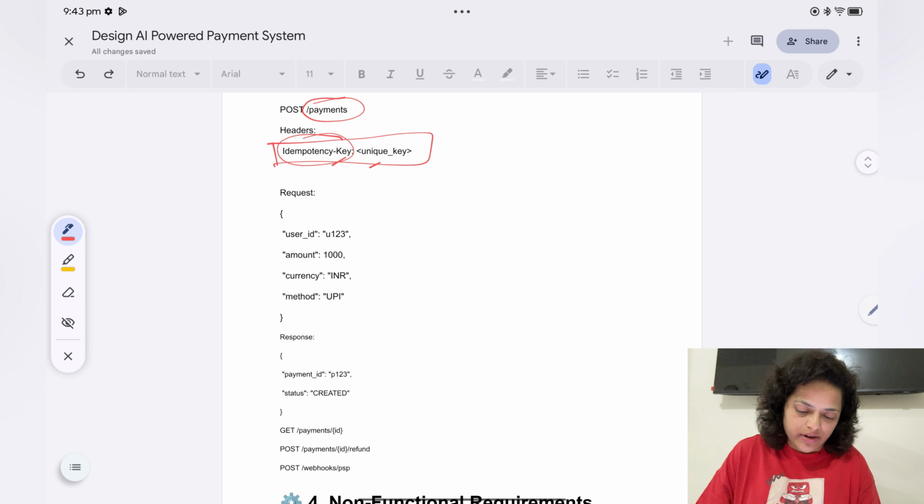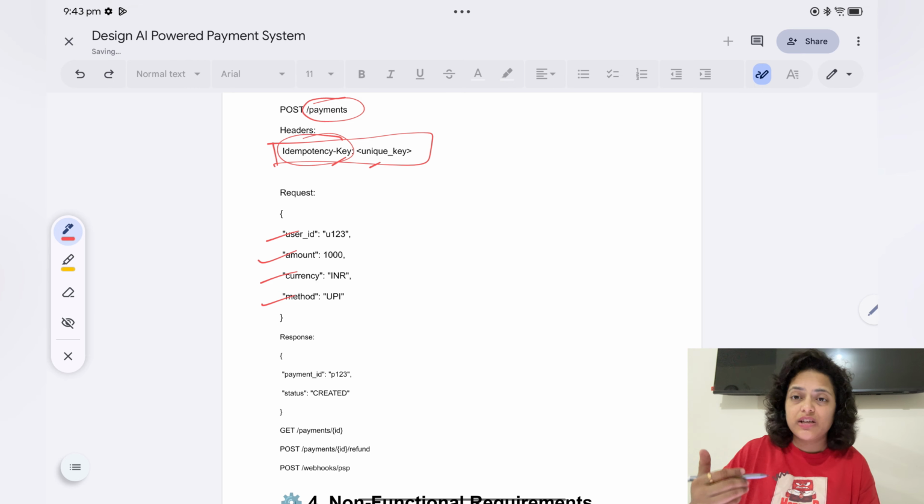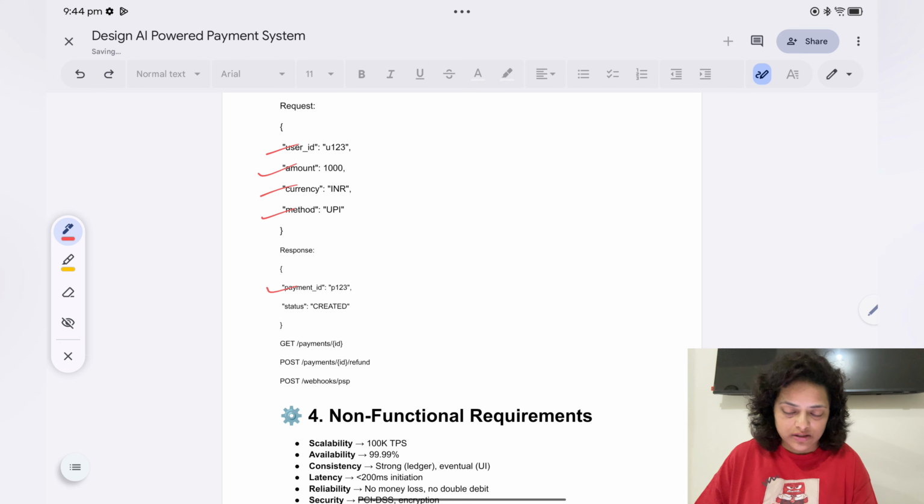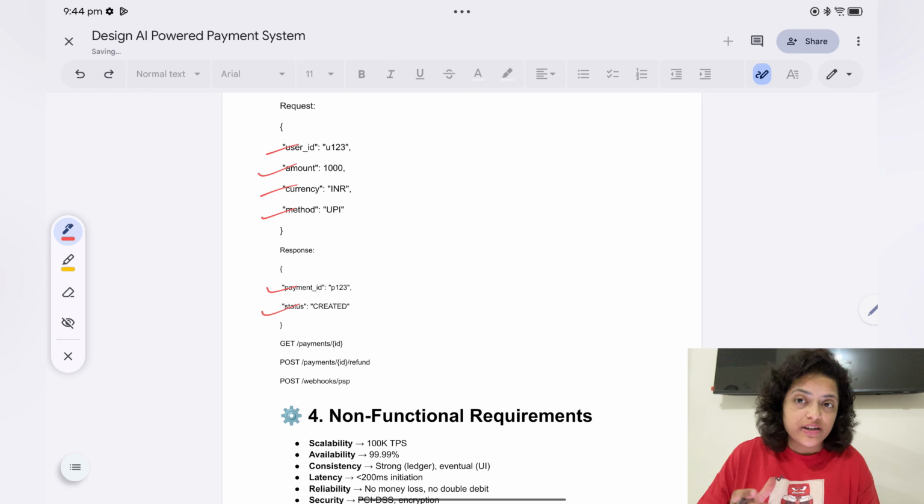So your request will be something like this: user ID, amount, currency, method, and the idempotency key we pass through the header. Now in the response you will get the payment ID, and that it is successful, with status created. Right now it is created, and after that it will go through multiple stages. We will see that it is either successful, or retry, or timeout, or failed. So like that.